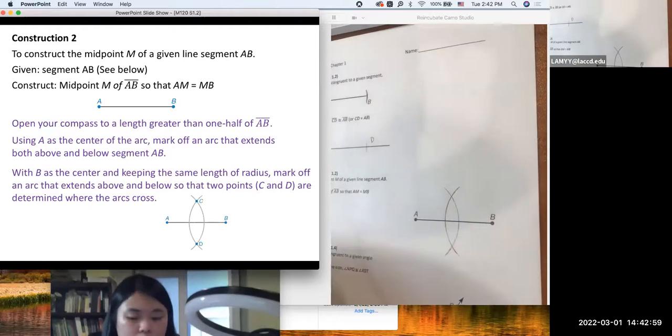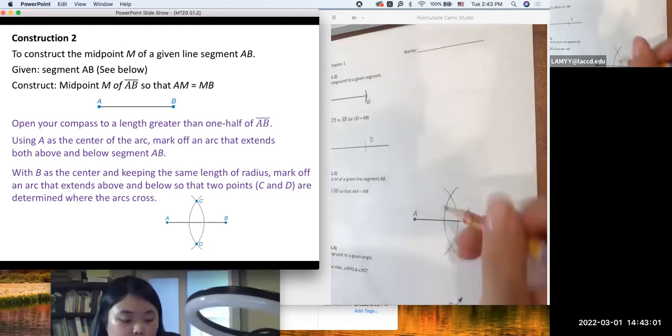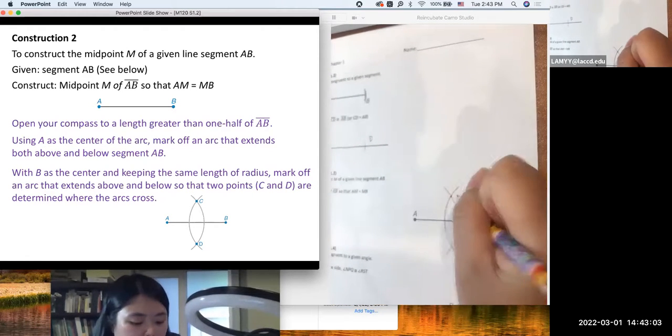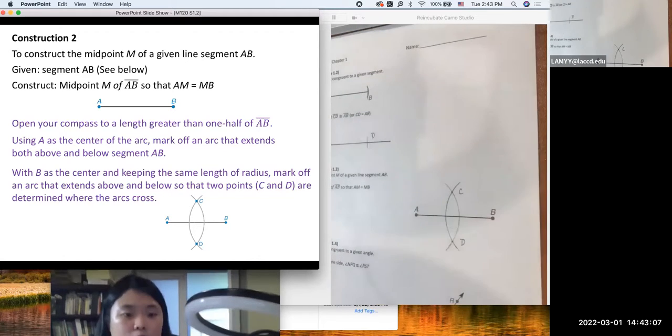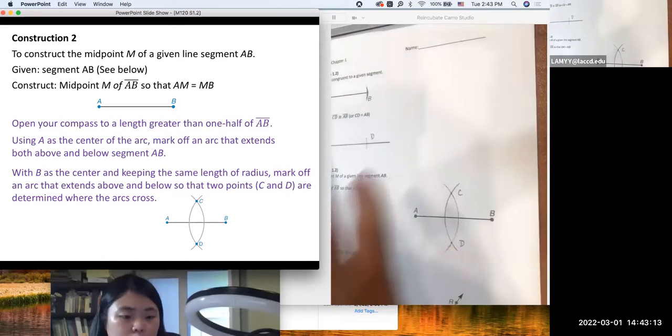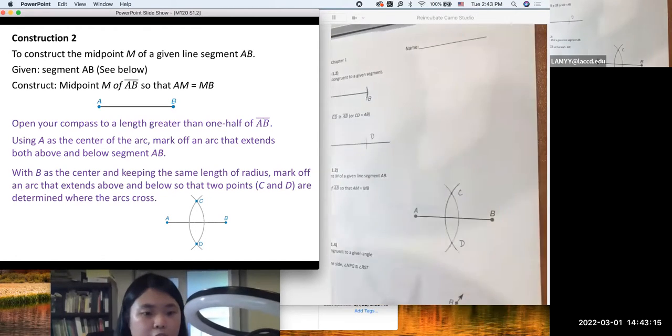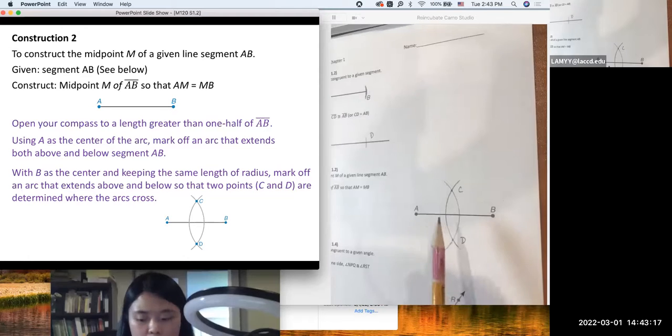Okay, and then now we just name the intersection points. I'm gonna call C here and then D here. Okay, we are not done yet. Are you guys following me so far? Good.